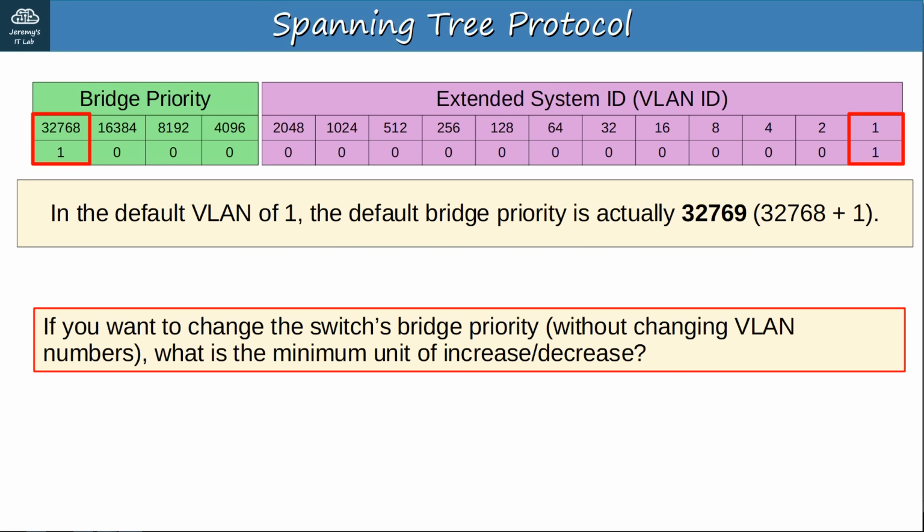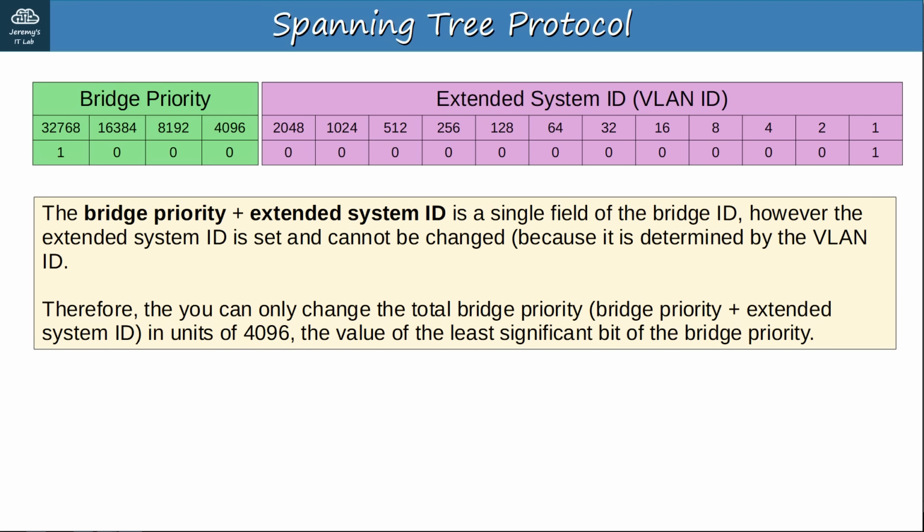If you want to increase the switch's bridge priority without changing VLAN numbers, what is the minimum unit of increase or decrease? Let me explain what I mean in the next slide. The bridge priority plus extended system ID is a single field of the bridge ID. However, the extended system ID is set and cannot be changed because it is determined by the VLAN ID. Therefore, you can only change the total bridge priority, that is the bridge priority plus extended system ID, in units of 4096, the value of the least significant bit of the bridge priority portion.